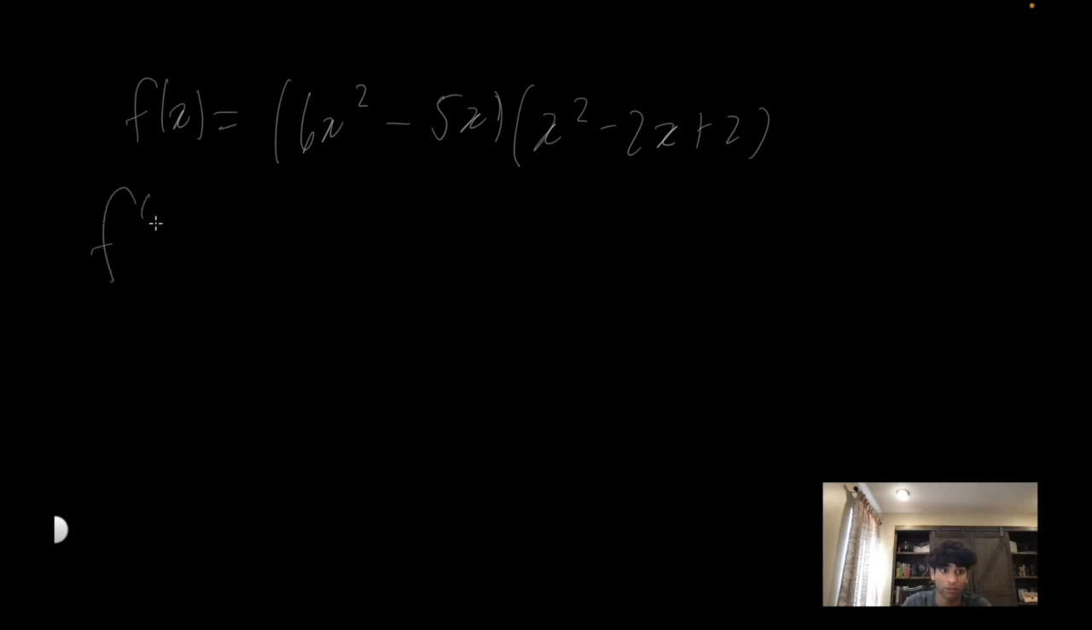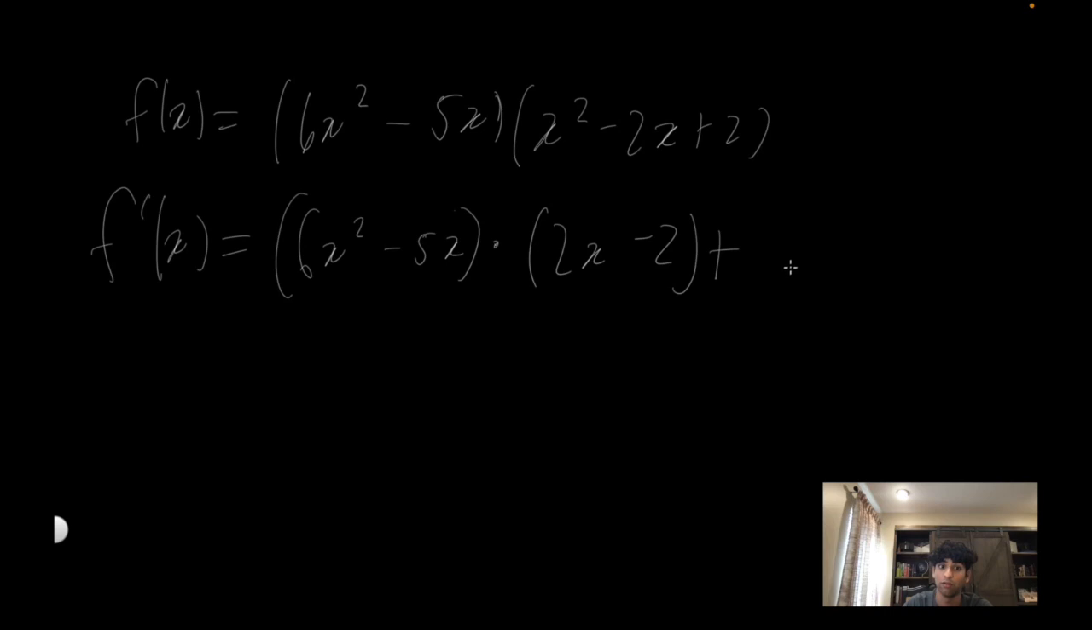So let's find f prime of x, or the derivative. Let's apply the product rule here again. We leave the first function as is, multiply it by the derivative of the second function, 2x minus 2, remember the rule about constants, plus the derivative of the first function, which is just 12x minus 5, times the second function. Now again, I'm going to leave it as this, and the AP exam will most likely not ask you to simplify it any further than this. Okay, so keep that in mind.